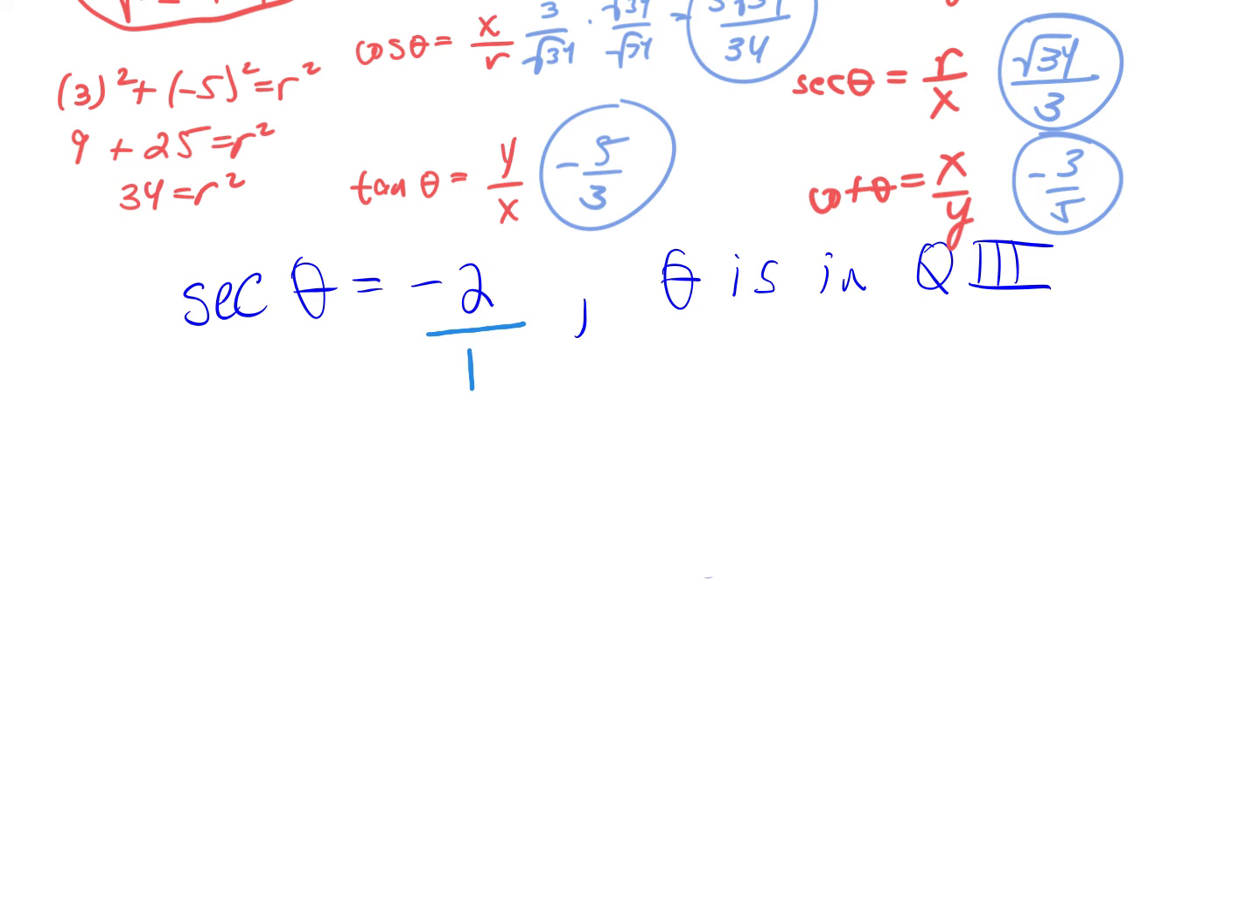Now I'm going to say to myself, all right, secant. What does secant go with? Cosine, right? So remember, cosine is x over r, correct? So what are they giving me when they tell me the secant is negative 2 over 1?